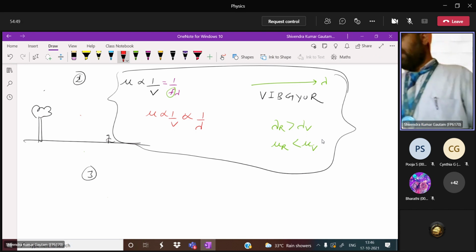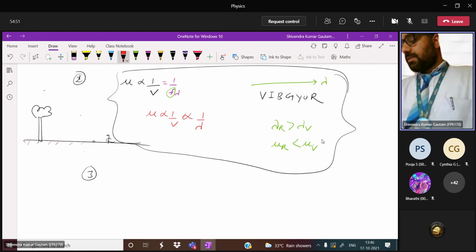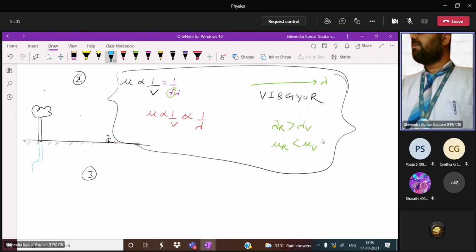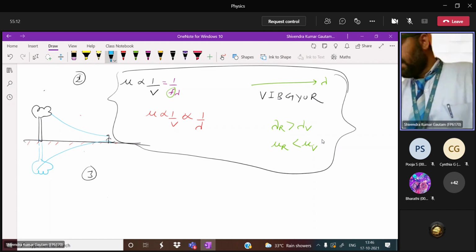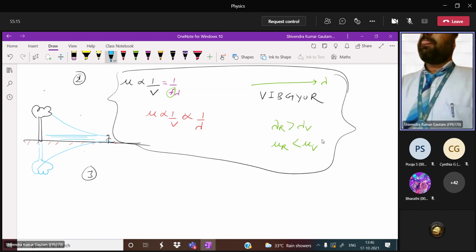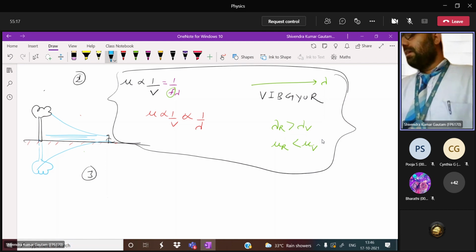So, this is the ground. If you see from a long distance in hot summer days, you will find that this tree will appear somewhere here like this. A false image will form. This is because of a decrease in refractive index. Air which is near the earth's surface, because of the increase in temperature, its refractive index decreases.